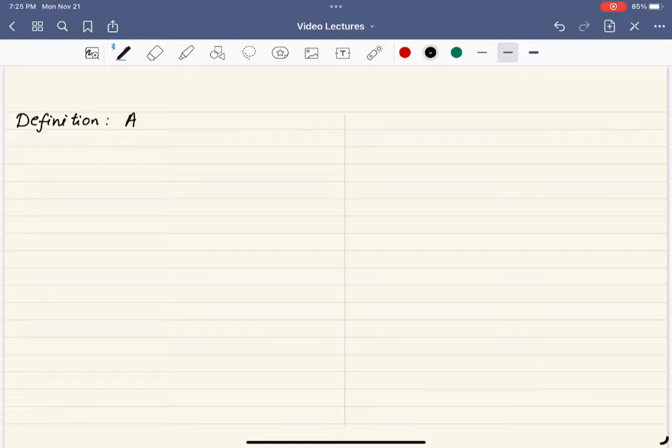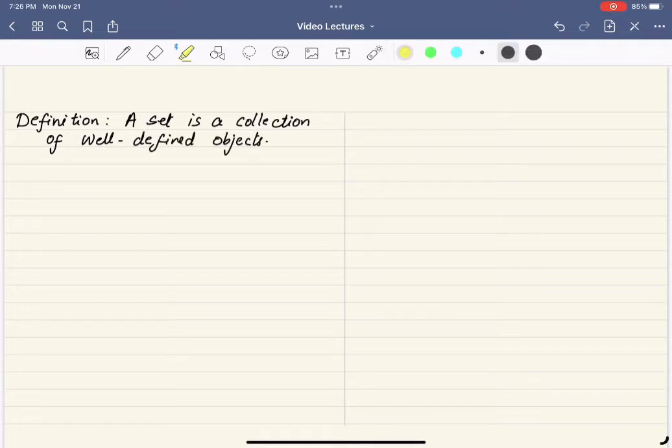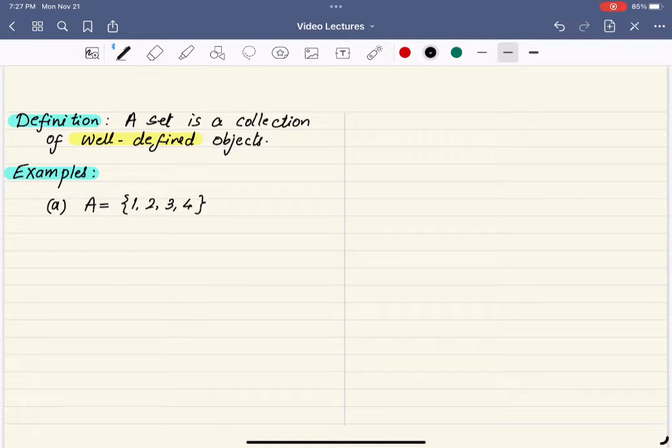Here's the definition. A set is a collection of well-defined objects. The phrase well-defined means that there is no ambiguity. If I give you something, you will be able to tell definitively whether it belongs to the given set or collection or not. So, here are some examples of sets. A set can be denoted by a capital letter A, which is given in this case by 1, 2, 3, 4. So it's a set containing these four numbers 1, 2, 3, 4. Here are some more examples of sets.